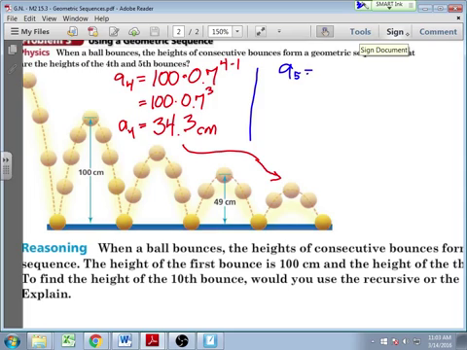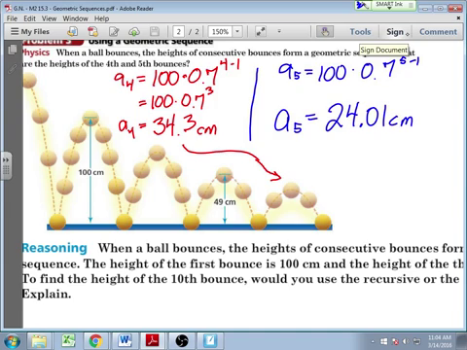And a sub 5. What's a quick way to get to my a sub 5? What would be a quicker way to get to my a sub 5 now? Sasha? Yeah, just take your a sub 4 and multiply by 0.7 again. So without even doing all this work, I'm going to just multiply the last bounce by 0.7, and I find out 24.01 centimeters for bounce 5. Any questions on what we just did?